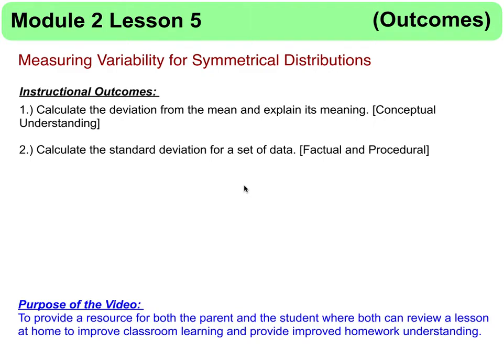Lesson 5, Measuring the Variability for Symmetrical Distributions. There are two outcomes. One is borrowed from Lesson 4, calculate the deviation from the mean and explain its meaning. And then the second one, calculate the standard deviation for a set of data. That's going to be our main focus for this particular video.